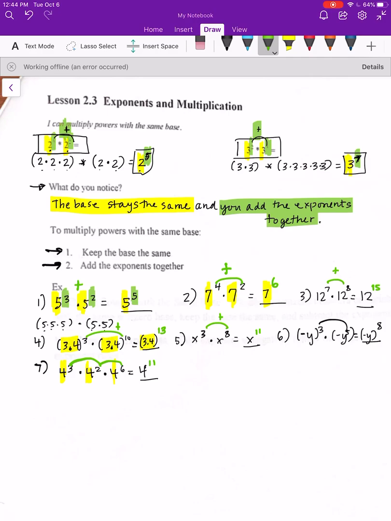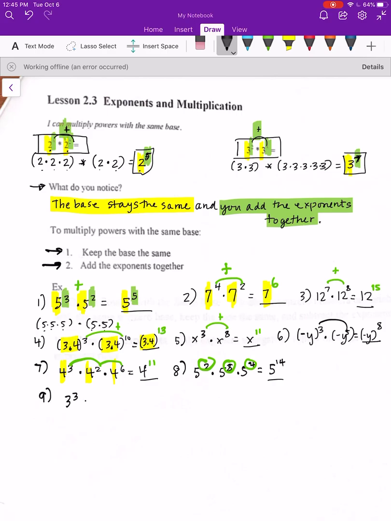Not too bad. So you try this one, number 8. How about 5 to the 2nd times 5 to the 8th times 5 to the 4th? You can definitely stop the video and figure it out. Hopefully you said your base is 5. And if you added the 2, the 8, and the 4, 10, and 4 is 5 to the 14th power. Is that what you got? Hopefully so. All right, well, what happens with this?